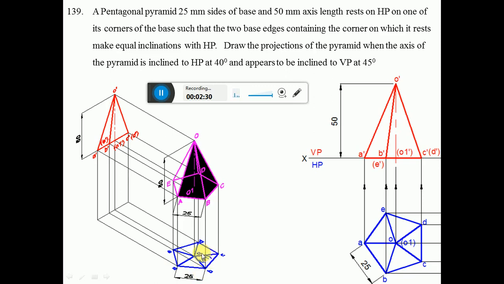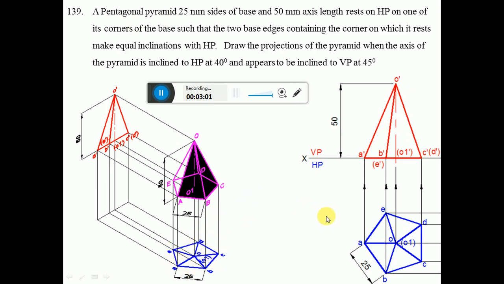Now when you look from the top view, A, B, C, D, E is visible to the observer. O is near to the observer, so O is visible, and O1 is away from the observer, so it becomes invisible. Since it is a pyramid, we have joined the slant edges O to A, O to B, O to C, O to D and O to E. So naturally we have to join from O to A, O to B, O to C, O to D and O to E. These are all called the slant edges.